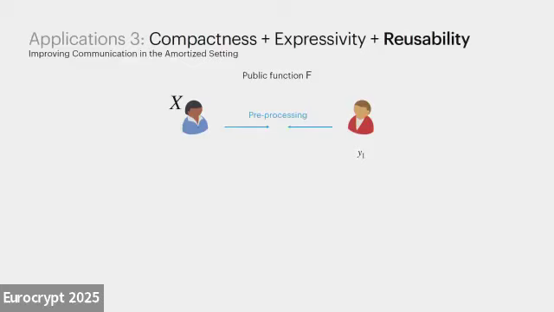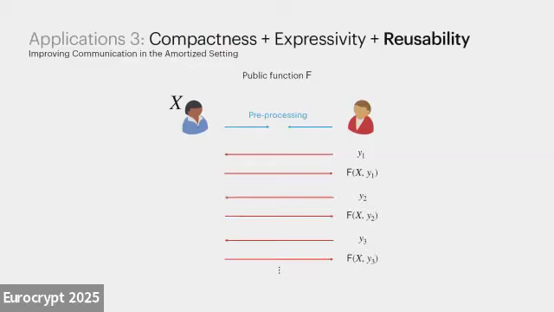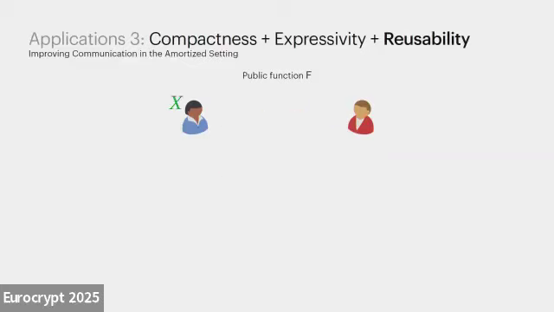And later, when Bob gets an input y1, he sends a message to Alice, receives a response, and then learns the output. And he can do this arbitrarily many times. So how do we construct this from trapdoor hash functions?